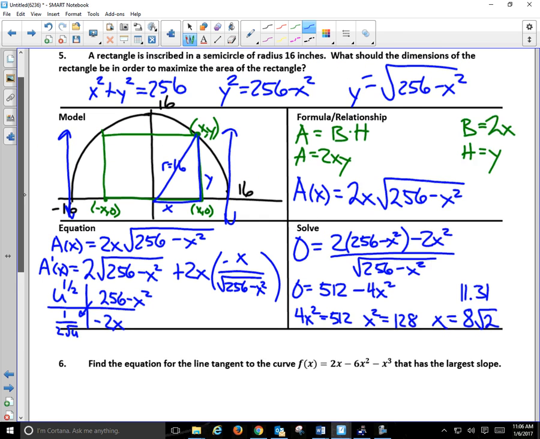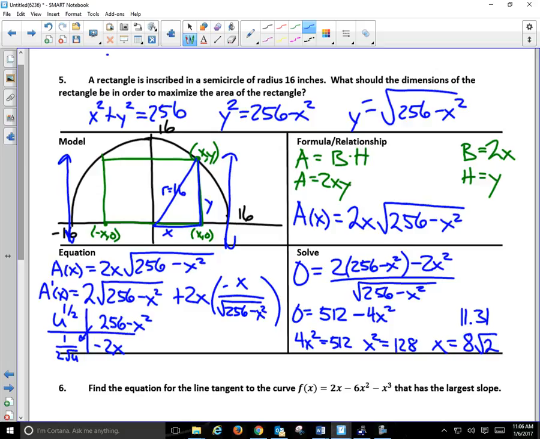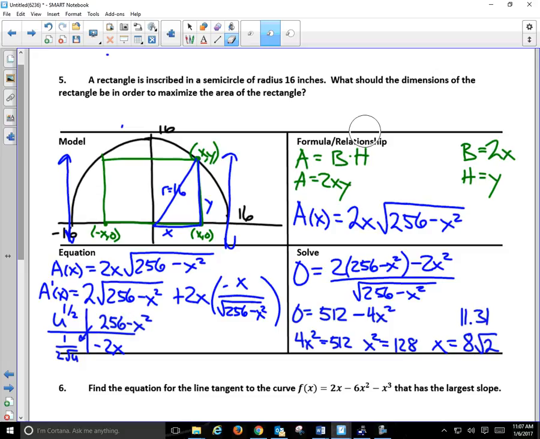So let's answer the question. The question is, what should the dimensions of the rectangle be? Well, how are you going to now find the dimensions? Times it by 2 for the base. So I'll have 16 roots of 2 inches by whatever the height is. How are we going to figure out the height? The height is your y value.